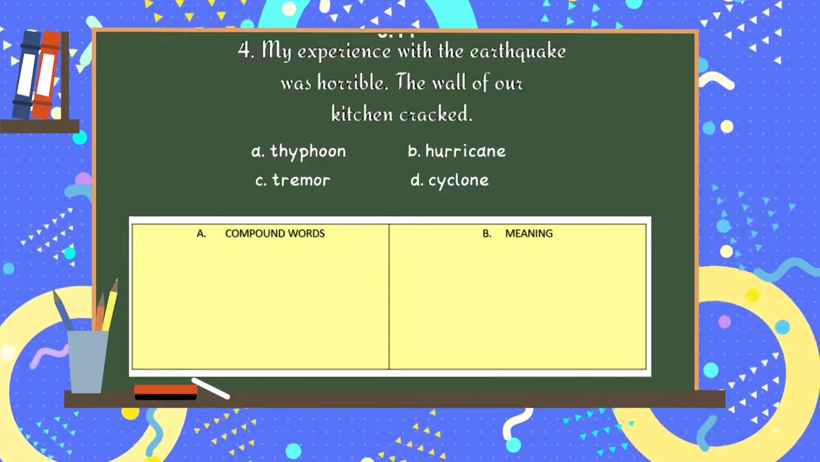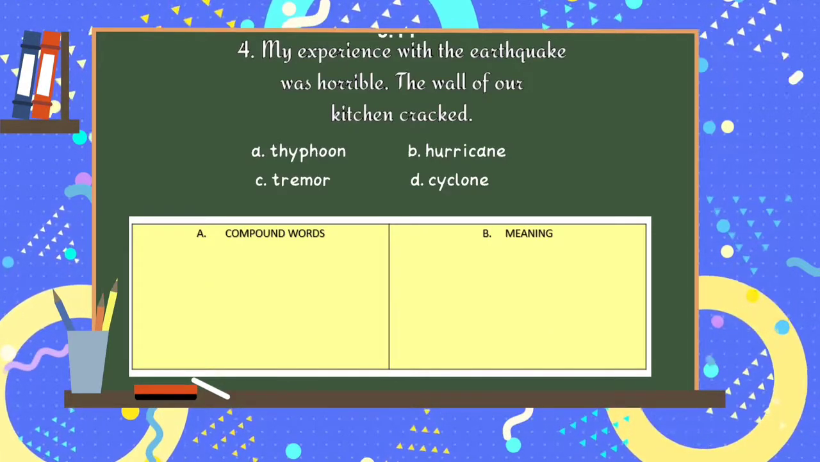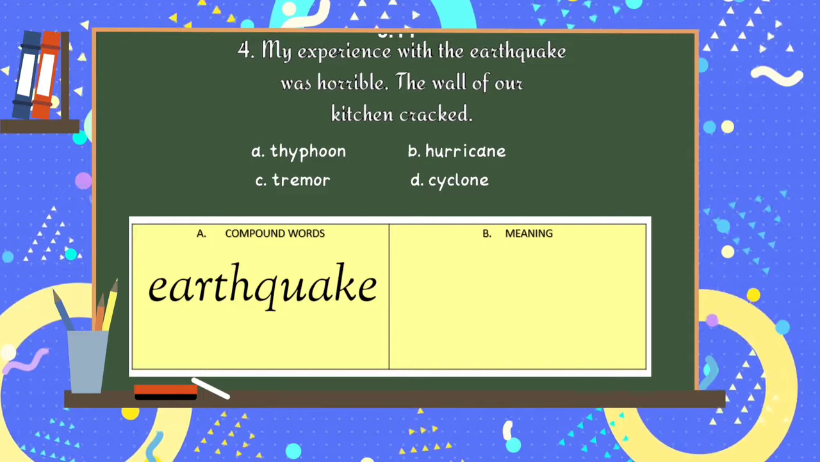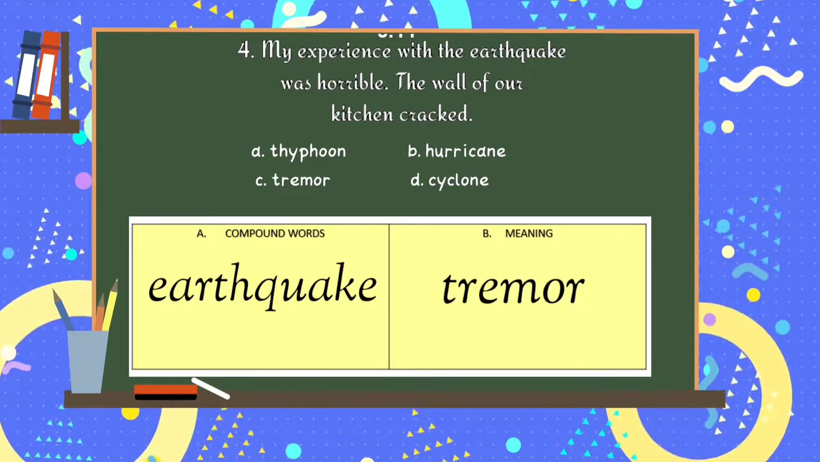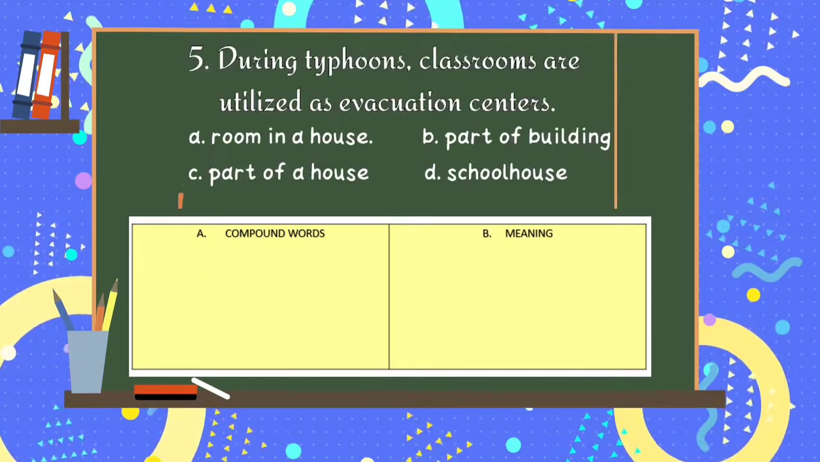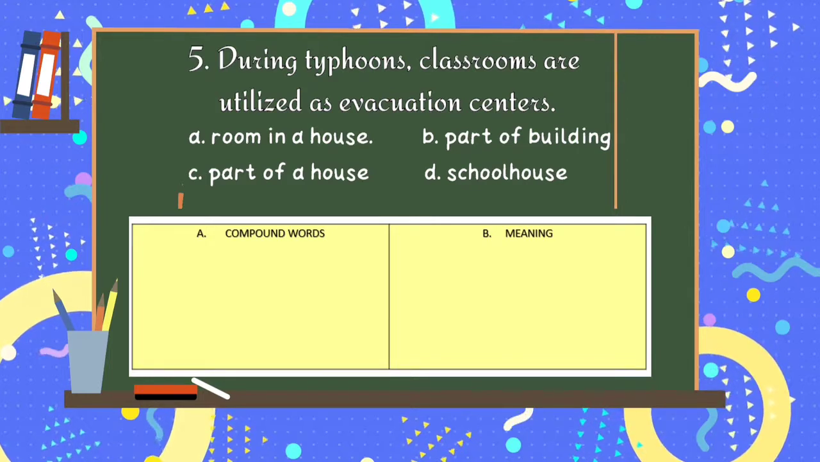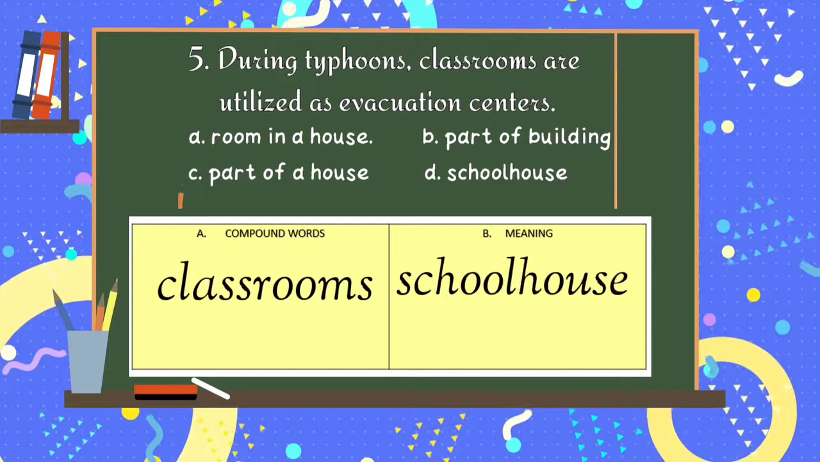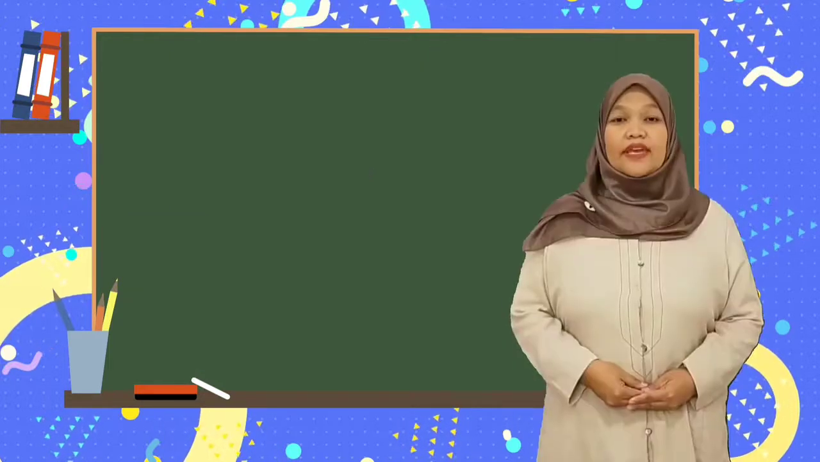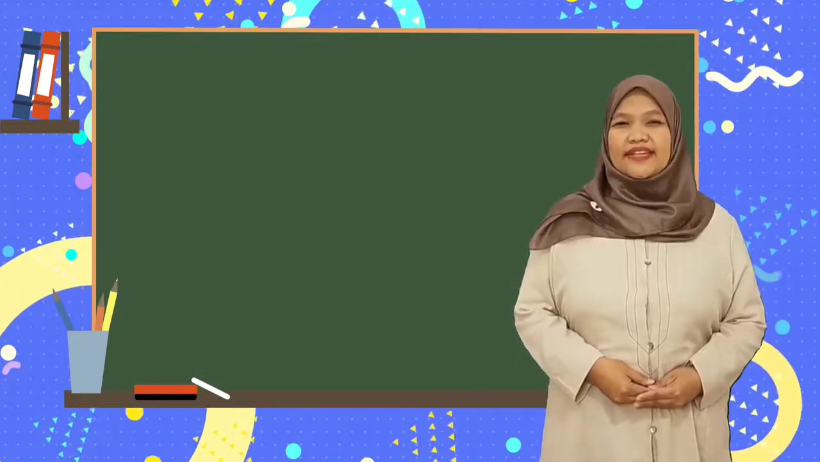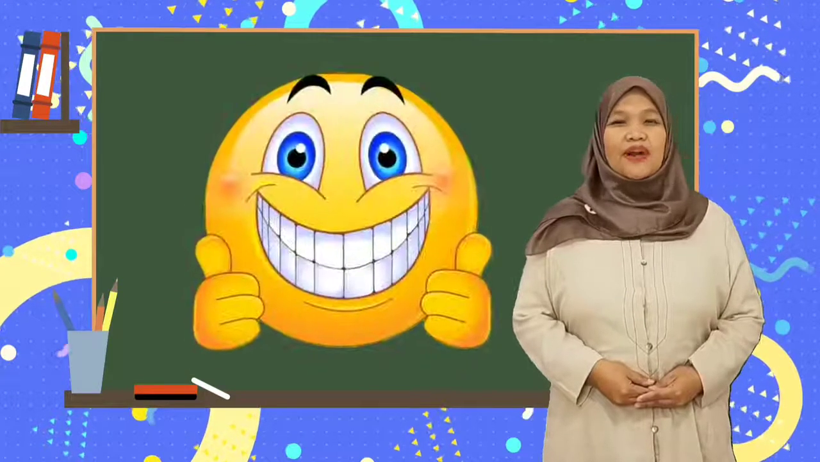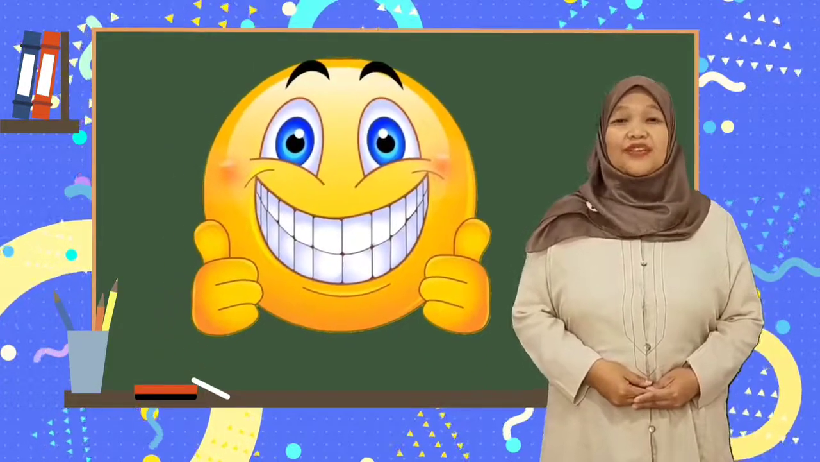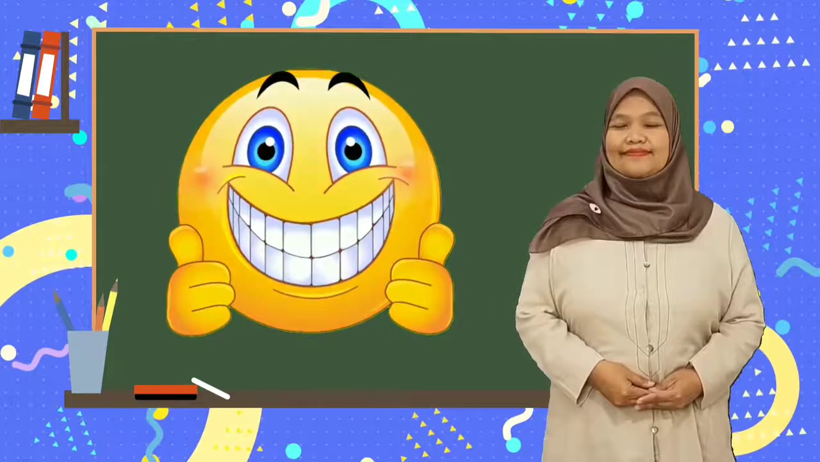On number 4, the compound word is earthquake, and the meaning is on letter C, tremor. On number 5, the compound word is classroom, and the meaning is on letter D, schoolhouse. Did you get all the answers right? Wow! Amazing! You did a good job!